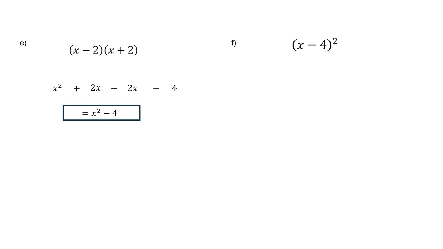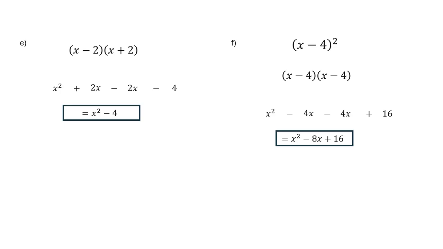Question F, x minus 4 to the exponent 2. So we can rewrite this as x minus 4 times x minus 4. X times x is x squared. X times negative 4 is negative 4x. Negative 4 times x is negative 4x. And negative 4 times negative 4 is positive 16. Collect our like terms. Negative 4x minus 4x gives us negative 8x, for a final answer of x squared minus 8x plus 16.